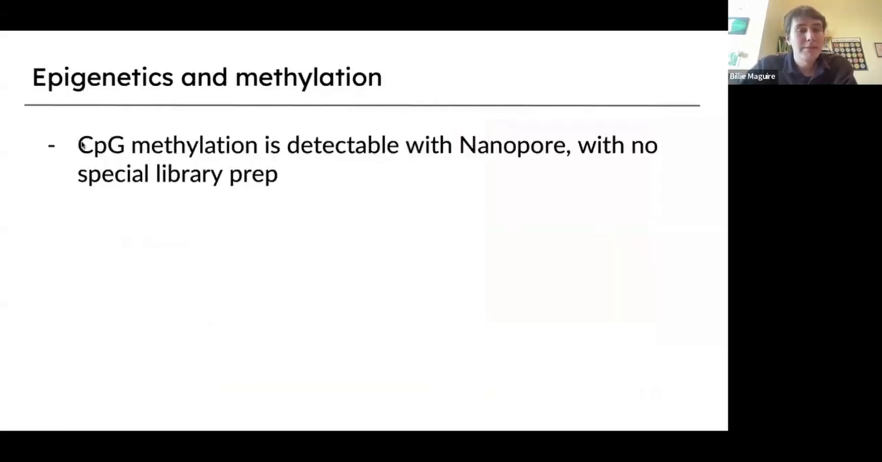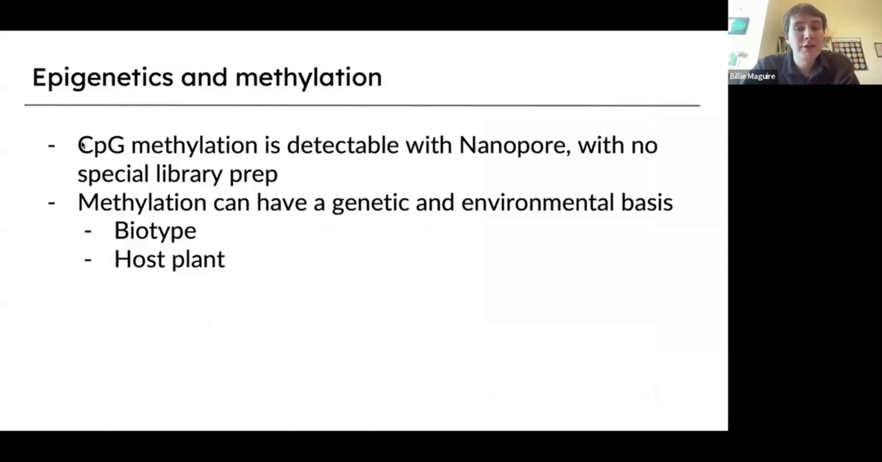So a little bit of background on epigenetics and methylation. Cytosine methylation is detectable with nanopore with no special library prep, which makes it very easy for us. And methylation can have both a genetic and an environmental basis. So in our system, we might think about the genetic basis as biotype. These biotypes are highly genetically diverged, so we think that they might have different methylation patterns.